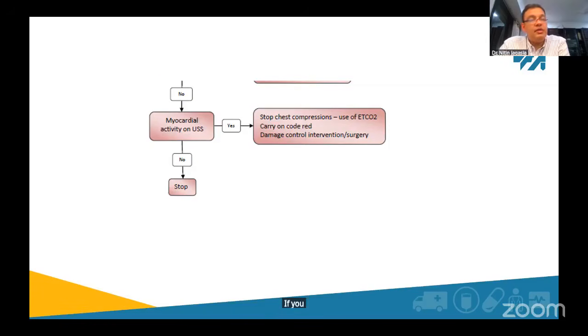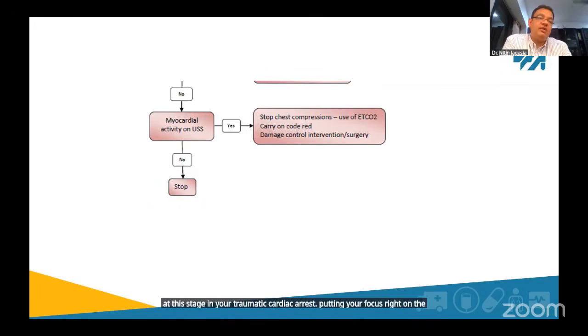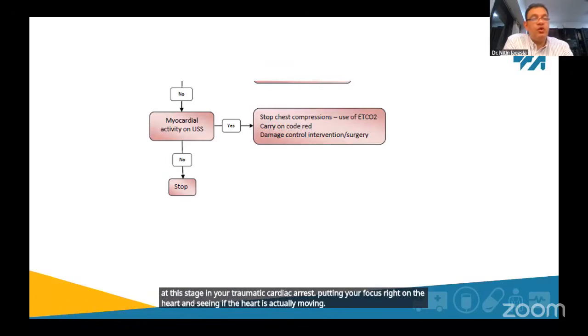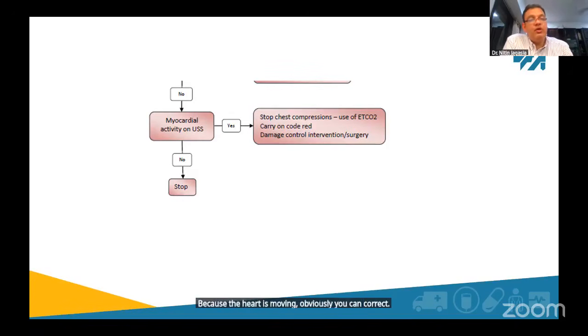If you don't get ROSC despite doing this, obviously we have the POCUS. There is something called a low flow state where you may not be able to feel the pulse, but the heart is actually beating and you can't feel the peripheral or the central pulses. So at this stage in your traumatic cardiac arrest, put your focus right on the heart and see if the heart is actually moving. Because if the heart is moving, obviously you can correct, give fluid, give blood, intubate, and hopefully identify the source of bleeding and take them to theater.